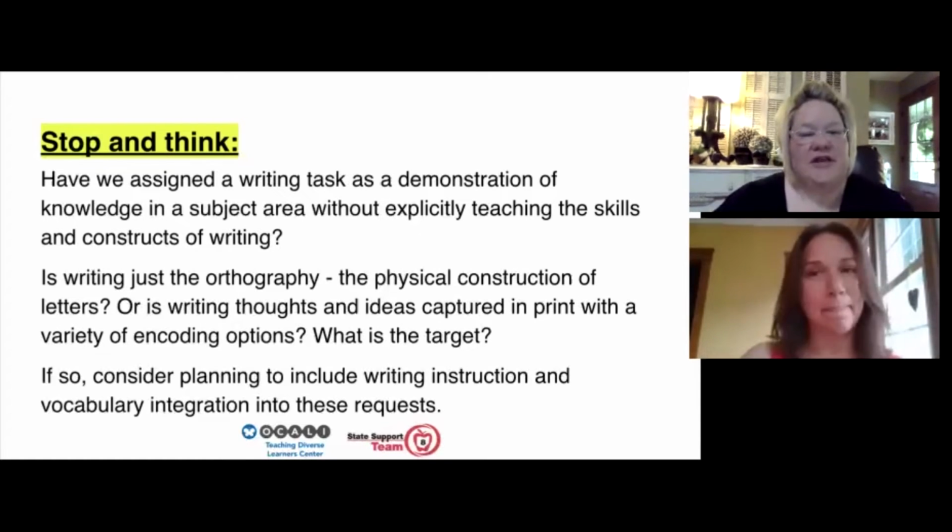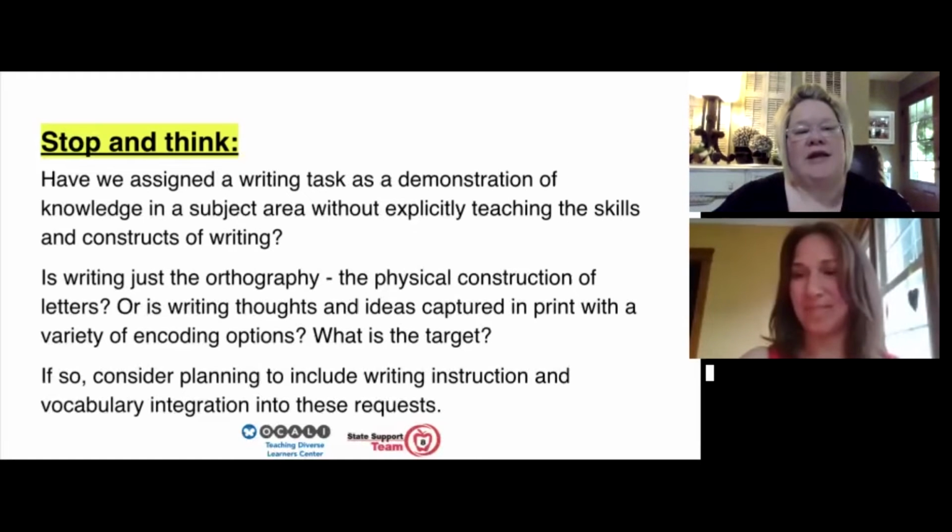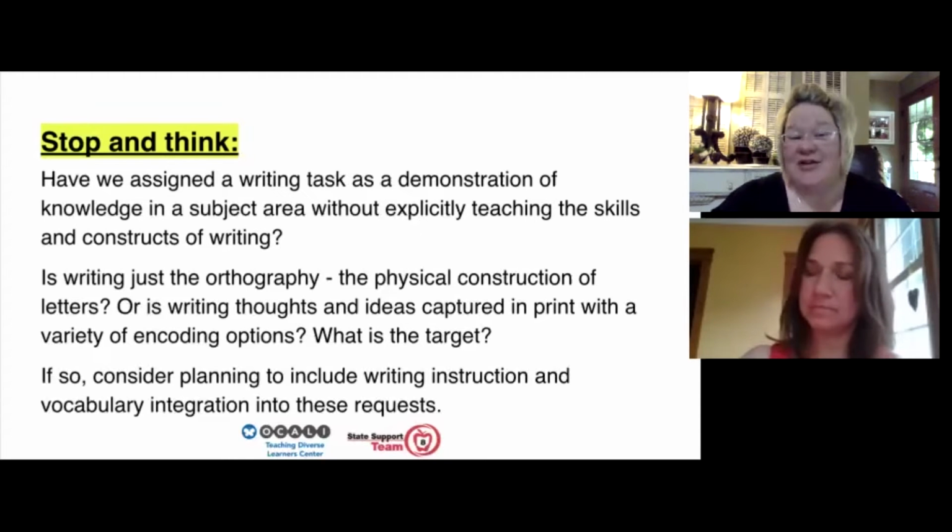Very good questions. I think it makes my wheels start turning already. And I think it's really powerful that we go back and think about what was the target that we have intended. So what's the standard that we're really focusing on here for our instruction?